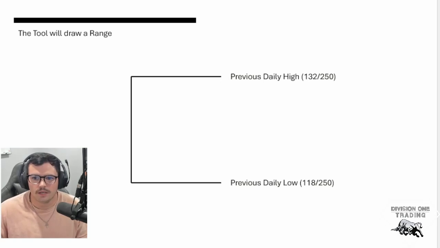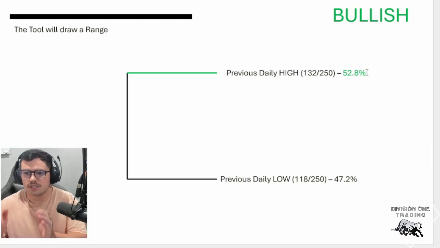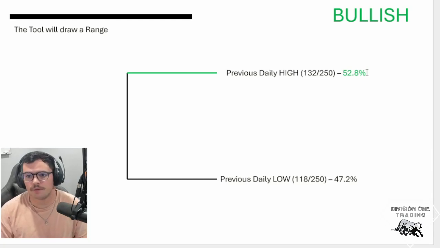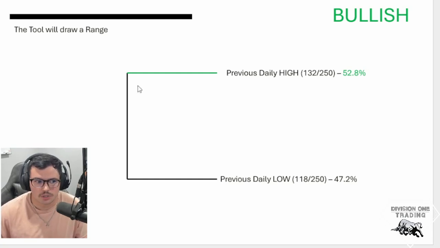So which one is more likely? It's the high, right? It's 132 out of 250, or a 52.8% chance of occurring. Previous daily low is a 42.7% chance of occurring. Now, this is where we start to focus. So this would be an actual trade example that we're going through on how data is going to be used in your favor. So right now, just based on the daily, price is more likely to be bullish. So you could start using information on that.